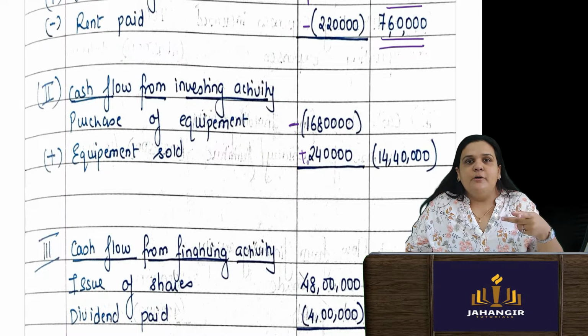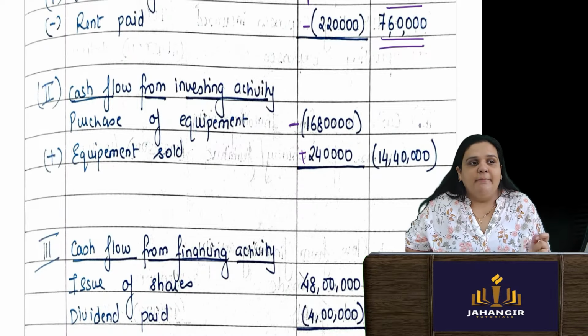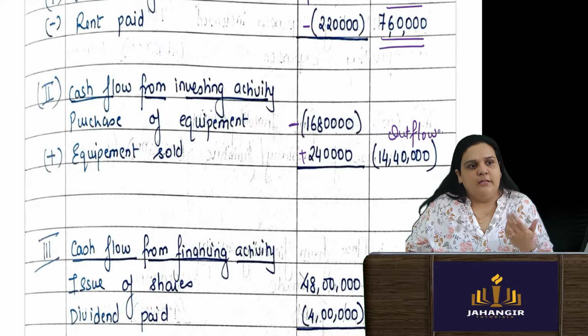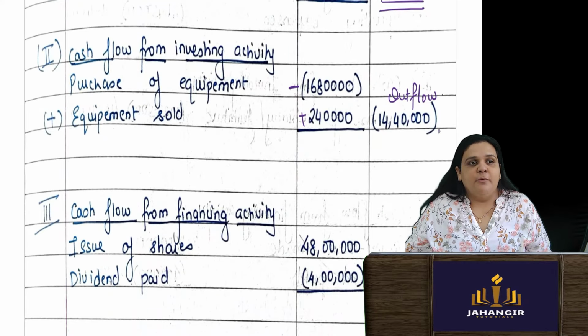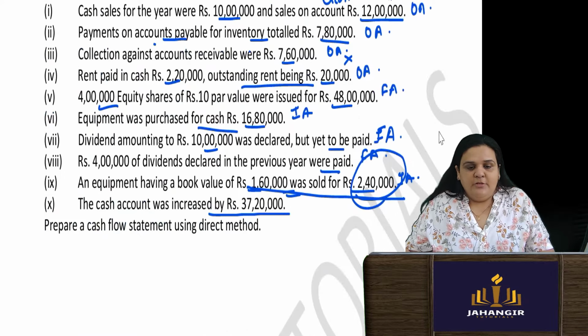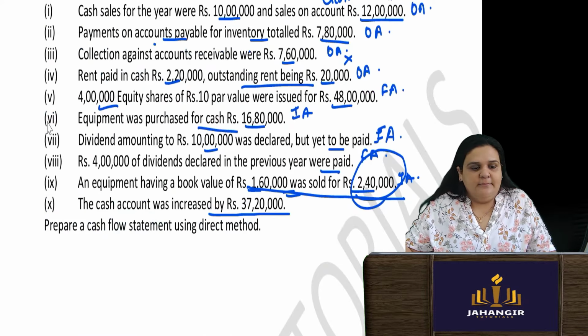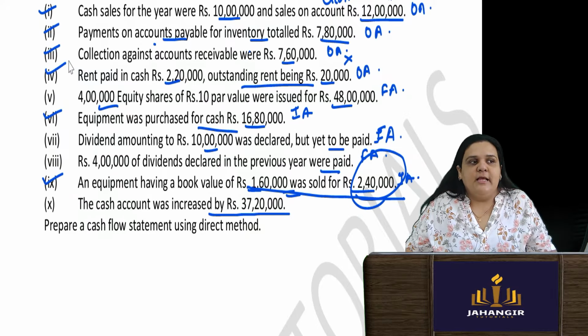But when I will do net cash flow from this investment activity, I am getting an outflow, negative 14,40,000. Obviously, because purchase of equipment is more than what I have sold, right? So we are done with the investment activity. Both investment activities done. My operational activity is also done. Now we are left with the financial activity.